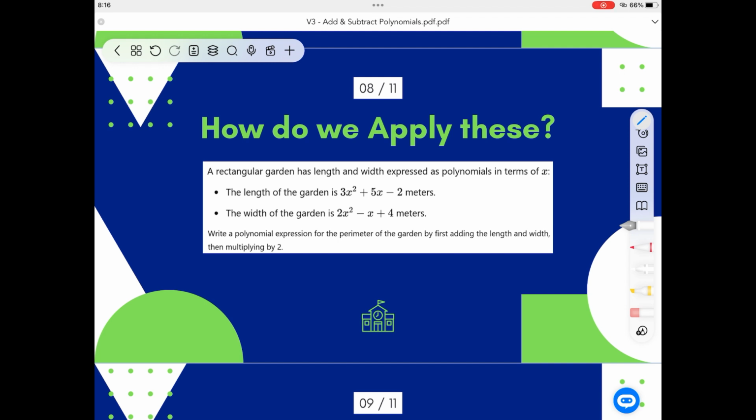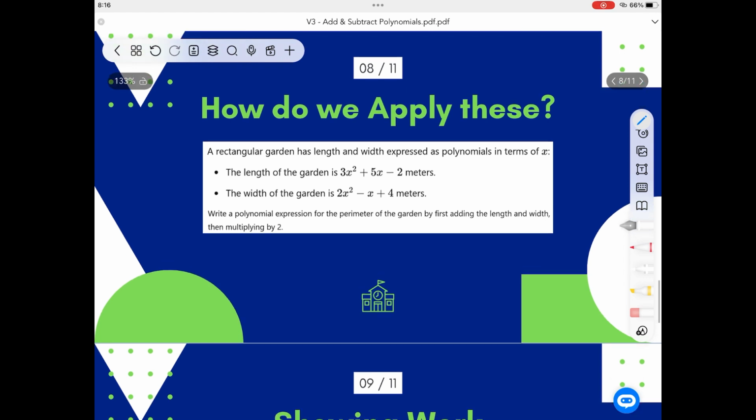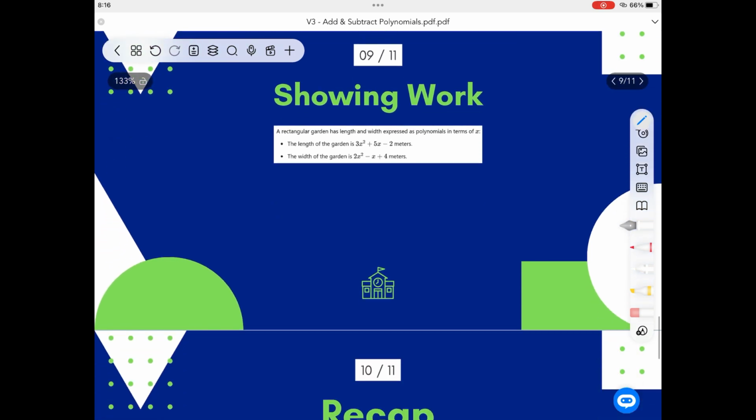It says a rectangular garden has a length and width expressed as polynomials in terms of x. The length of the garden is given by the polynomial 3x squared plus 5x minus 2 meters, and the width of the garden is 2x squared minus x plus 4 meters. Our job is to write a polynomial expression for the perimeter of the garden, and then they give us the hint by first adding the length and width and then multiplying by 2. So what we're going to do is show our work on this one.